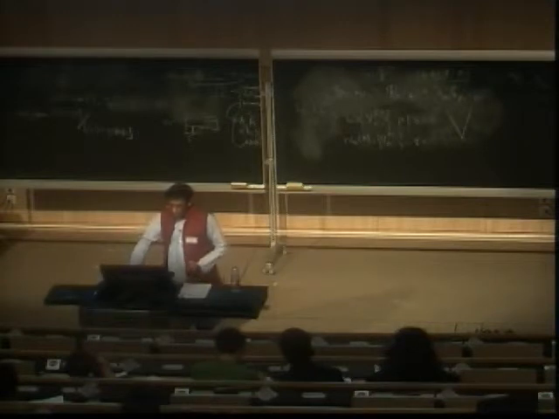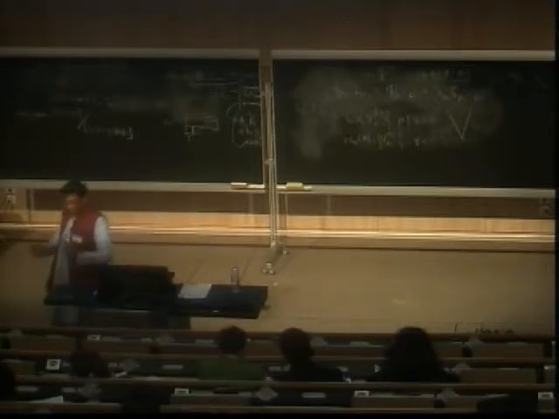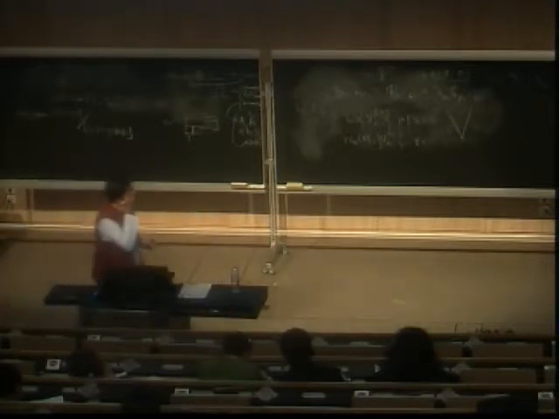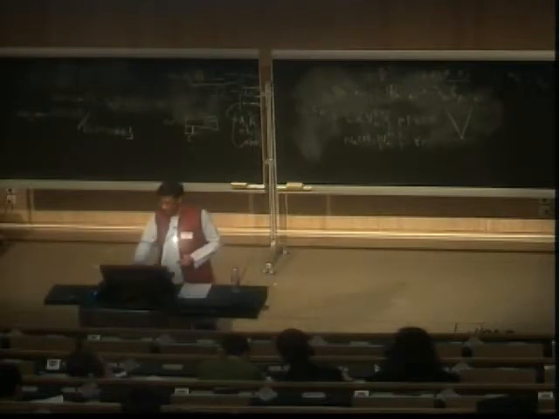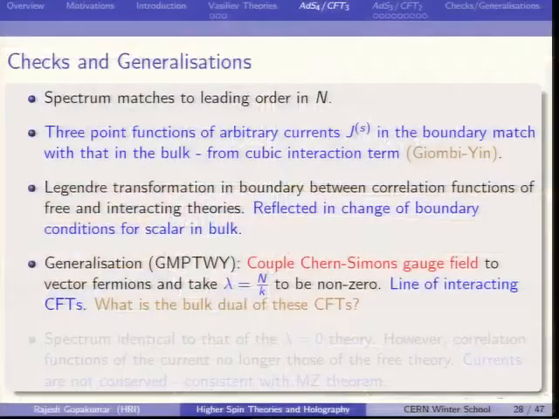Okay, so this was the original Klebanov-Polyakov conjecture, but recently an interesting generalization of these vector models for the case of fermions.